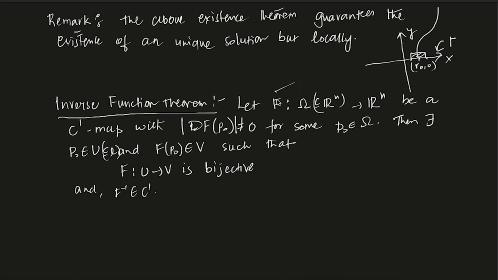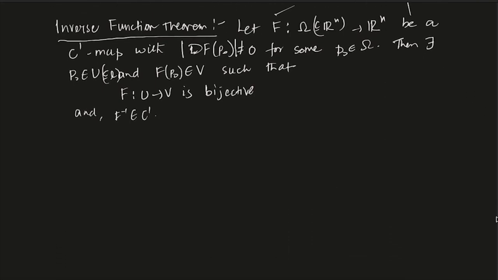If you take F to be C infinity, F inverse is C infinity. If F is Ck, F inverse is Ck. So this is important. Now let us prove the theorem. Let us prove the existence theorem.